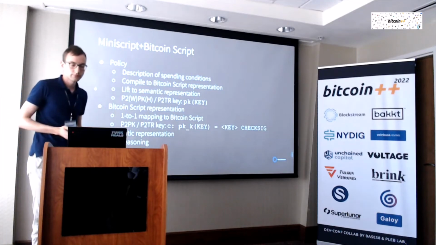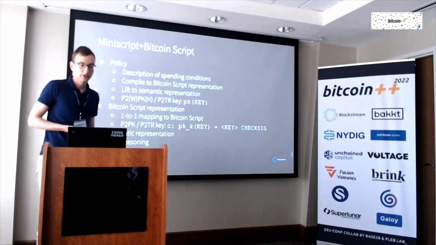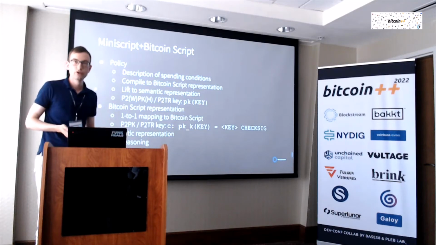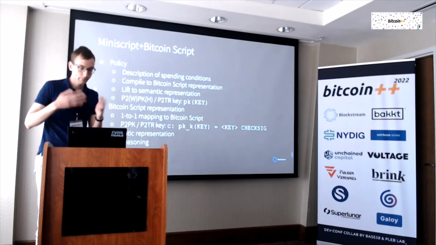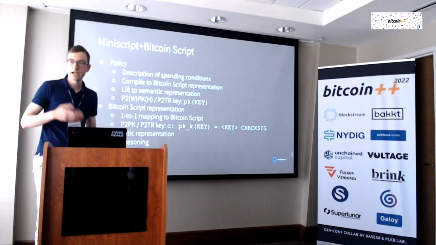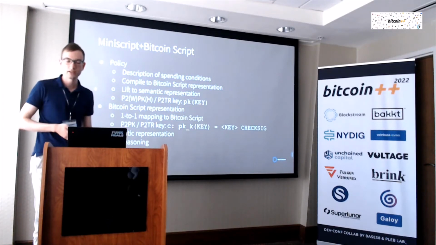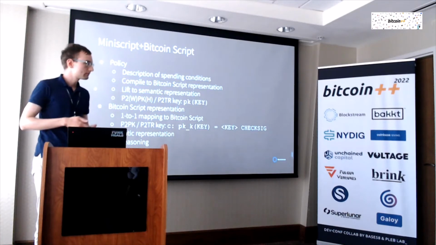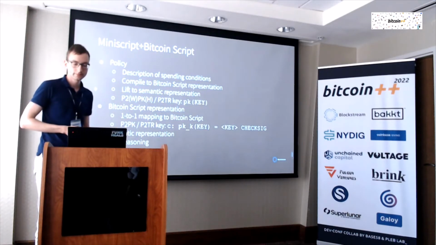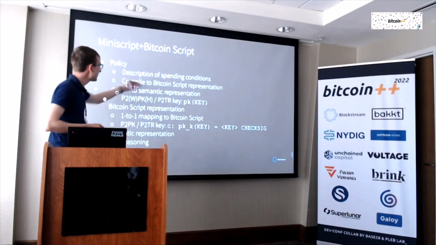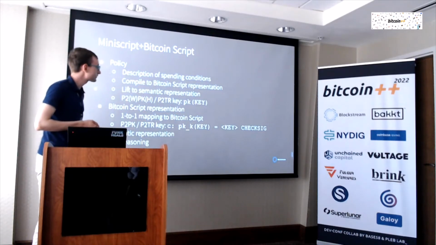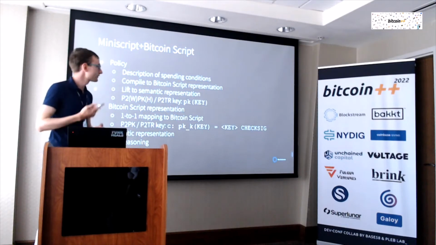You might know that there's a Miniscript policy, which is this declarative description of who can spend what. You have a public key, for instance, or you have a timelock, and then ands and ors, disjunctions and conjunctions, and those define who can spend the coins. And this you can compile to a Bitcoin Script representation that has a one-to-one mapping to Bitcoin Script. This is one thing you can do.